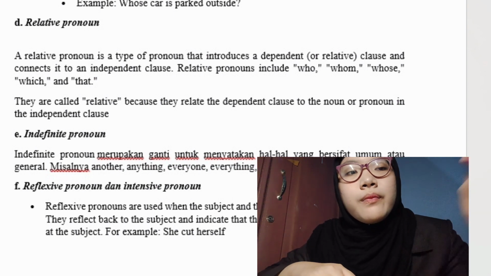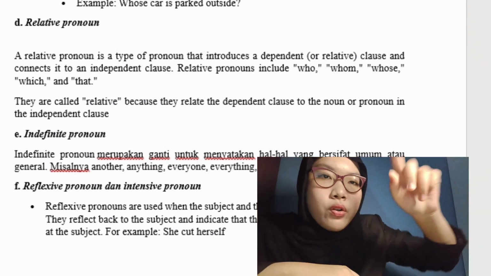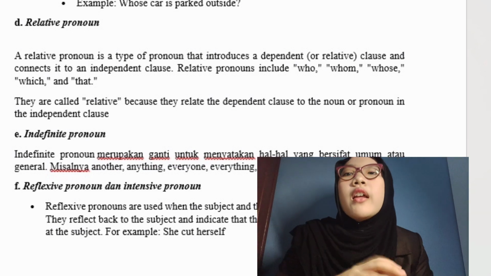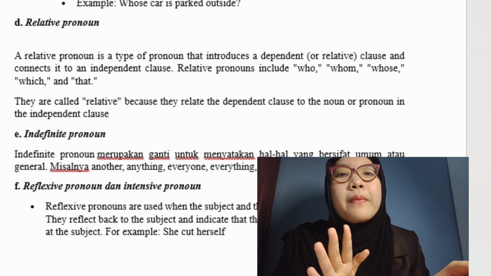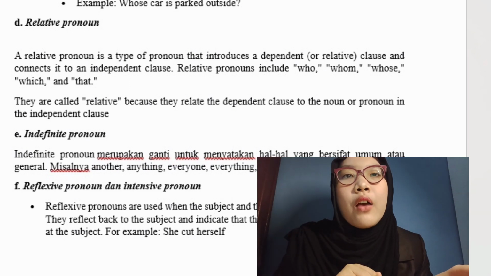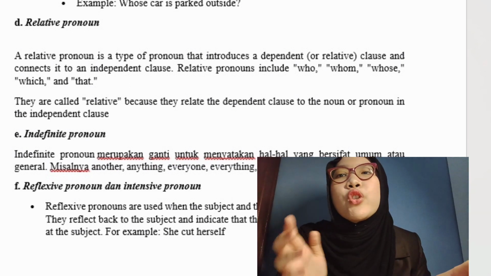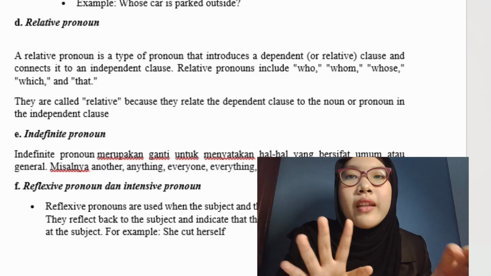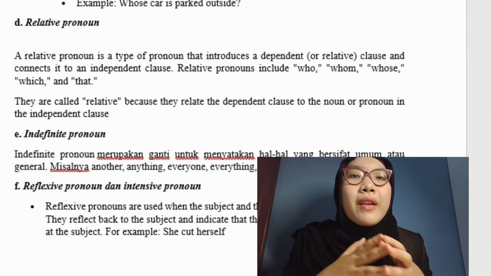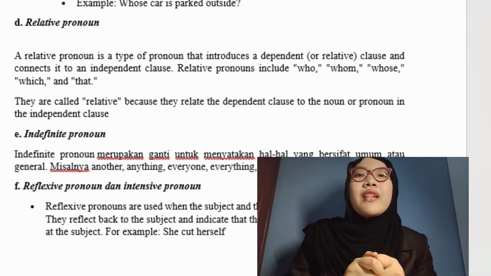Next one, ladies and gentlemen, is about the relative pronoun. It's a type of pronoun that introduces a dependent clause and connects it to an independent clause. Relative pronouns include who, whom, whose, which, and that. They are called relative because they relate the dependent clause to the noun or pronoun in the independent clause.